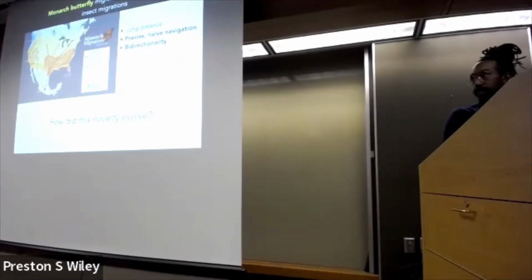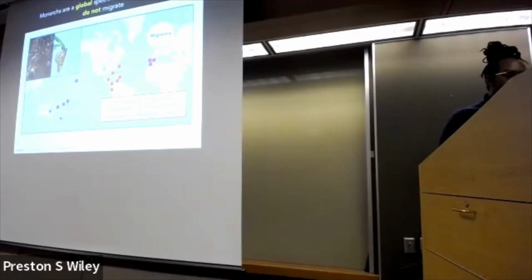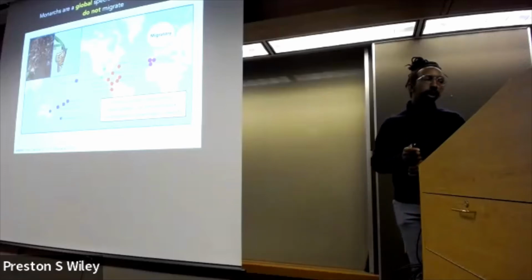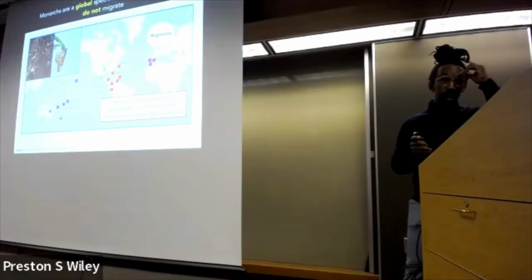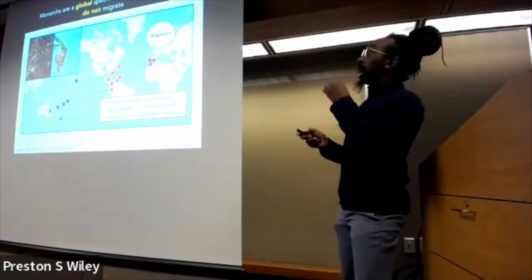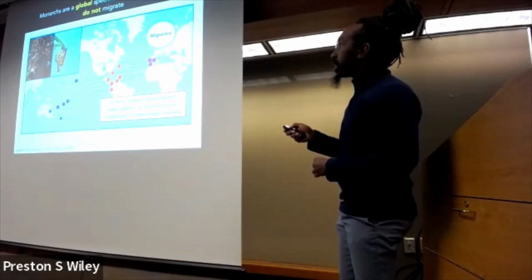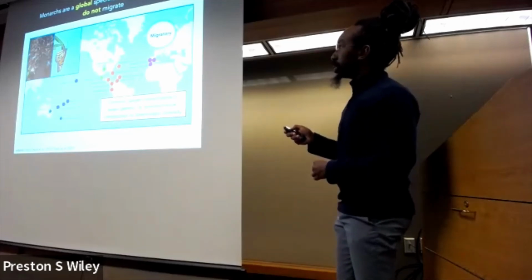And lastly, kind of getting back to the central question of the evolution of migration is what I'm ultimately interested in. How we broadly do this is we use the fact that actually monarchs are a global species, and most of the populations that are found across the globe don't migrate. So each of these dots represents prominent populations of monarchs.